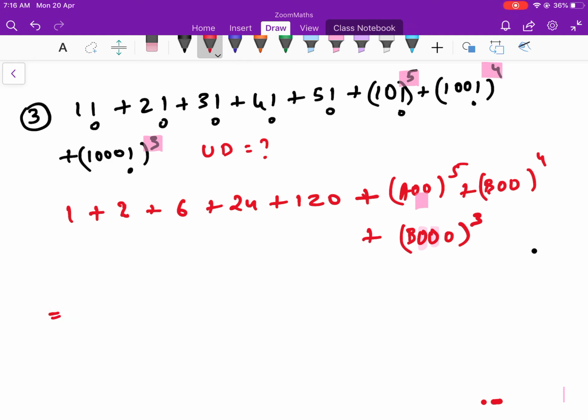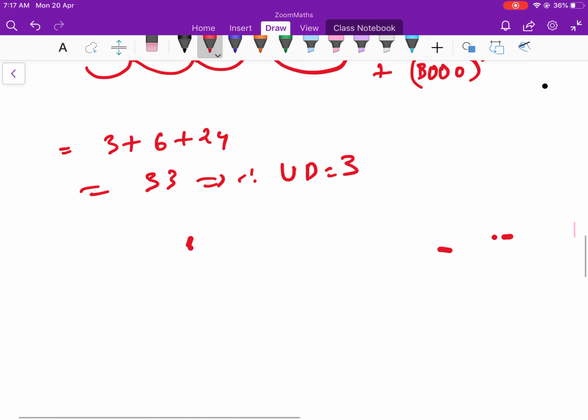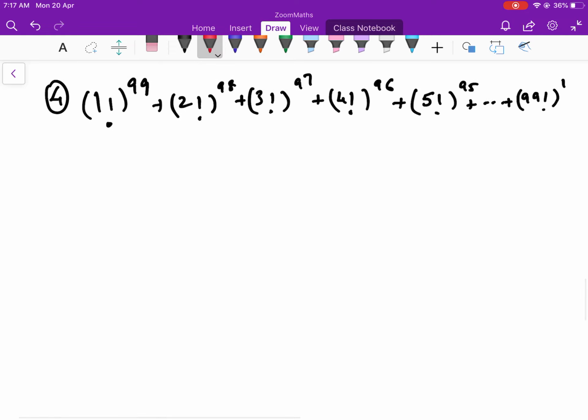So to find the unit digit, it's again very simple. Just add these numbers: 1 plus 2 plus 6 plus 24, 4 in the end, and then 0. Rest all are zeros, you don't need to worry about that. So 1 plus 2 is 3, plus 6, 9, plus 24 is 33. Therefore your unit digit is 3. See that? As simple. You don't need to add 120 also, because since it's 0 it doesn't make a difference. 4 plus 0 is 4, same thing. That's your unit digit. Let's go for the next problem.